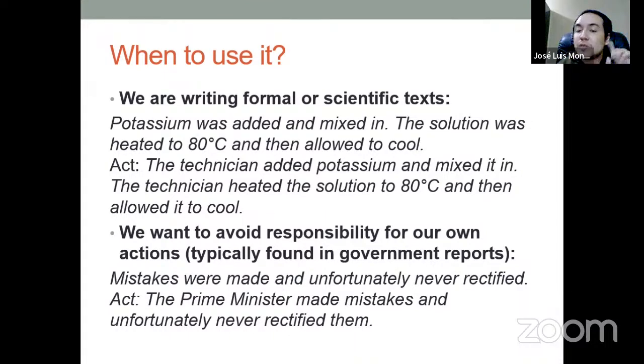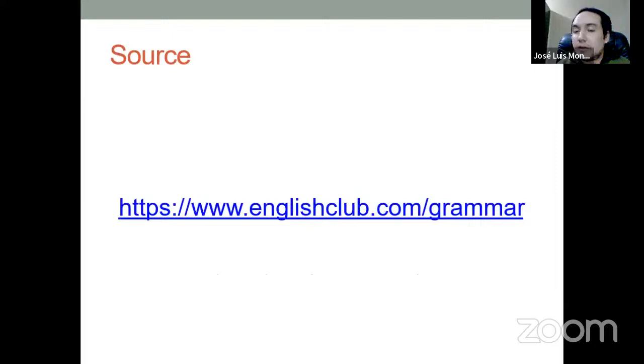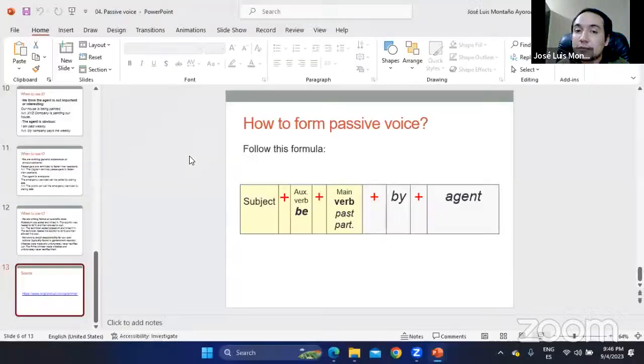Eighth one, to avoid responsibility. If someone made a mistake and we don't want to mention that person, of course, we can only say something in passive voice. In that way, we avoid saying who made that mistake, and we avoid that responsibility. But again, that's mainly when there's a good reason not to say who did it. All right, and that's it. This is part of the source that I use for that purpose.